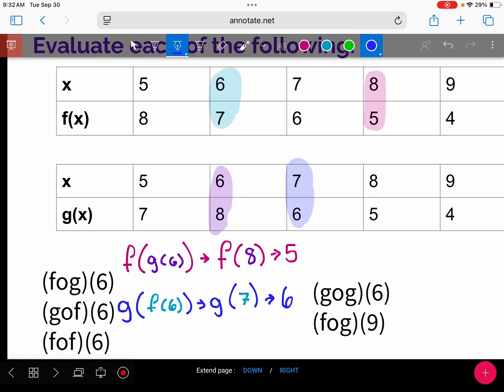I promise on these tables, it's just that you're overthinking it. What do you look at? What's inside the parentheses is your x. So f of 6, that's like if this was replaced with a 6. So we look at when x is 6. F of 6 is 7. So we're replacing the f of 6 with the 7. Then we're going to do g of 7. So now this is my x. When x is 7, g of x is 6. So we're going from 6, 7 to 7, 6.